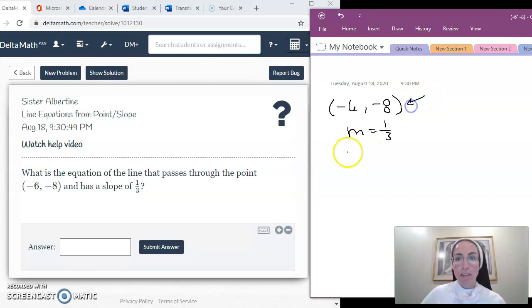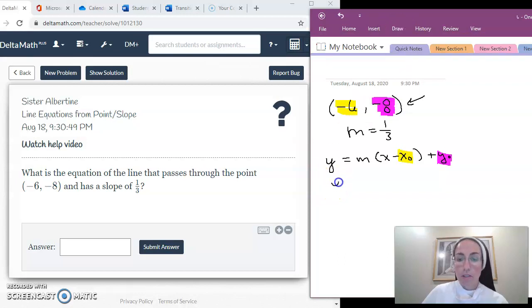Well, this isn't the y-intercept, so we can't use slope-intercept form as is, but we can use the point-slope form. This is point-slope form, where x0 is the x-coordinate of the point that we have, and y0 is the y-coordinate of the point that we have.